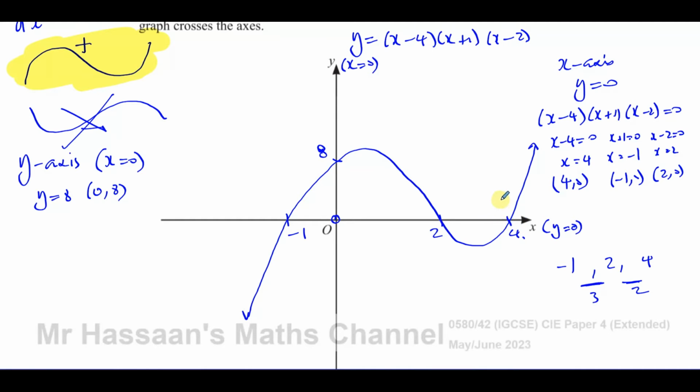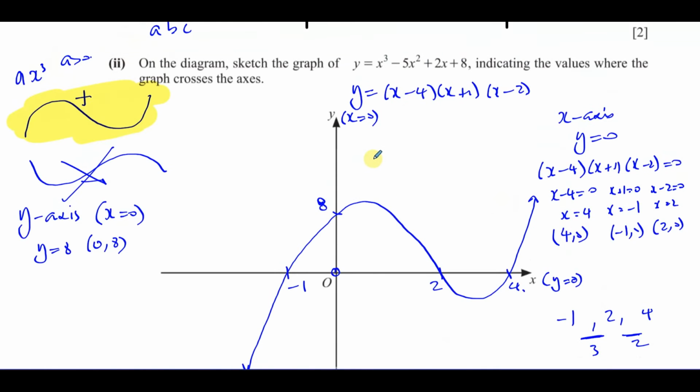Okay, so that's some advice for drawing the graph. So that's how we sketch the graph of y equals x cubed minus 5x squared plus 2x plus 8. They gave it to us in this form so we can mark the intercepts with the axis, the x-axis.